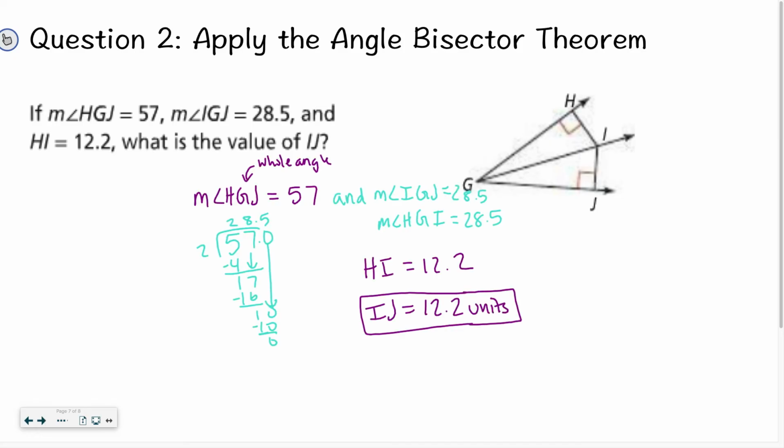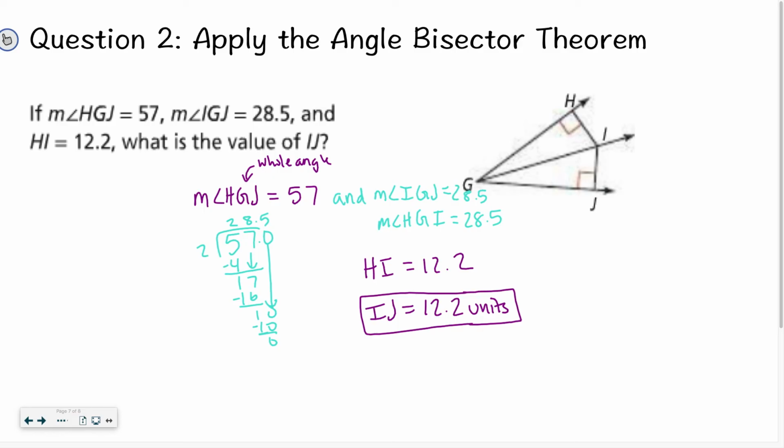Hopefully for this one, you noticed that they listed the large angle, HGJ, as 57, and then the smaller angle as 28.5. So the first thing we needed to do was double check to make sure that IGJ was truly half of that large angle. So I just double checked, didn't have a calculator, so I just did quick little long division to show you guys that it is 28.5. So since both of those angles are equal, I know that HI has to be equal to IJ, therefore IJ equals 12.2 units.